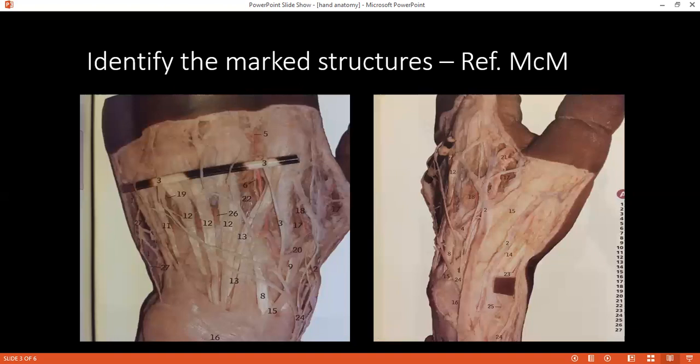Can you tell me the structures which pass through or below the extensor retinaculum? They are divided into 6 compartments. The first is abductor pollicis longus and extensor pollicis brevis. The second compartment is extensor carpi radialis longus and extensor carpi radialis brevis. The third compartment is extensor pollicis longus. The fourth compartment is the extensor indicis and extensor digitorum. The fifth compartment is extensor digiti minimi, and the sixth compartment is extensor carpi ulnaris.